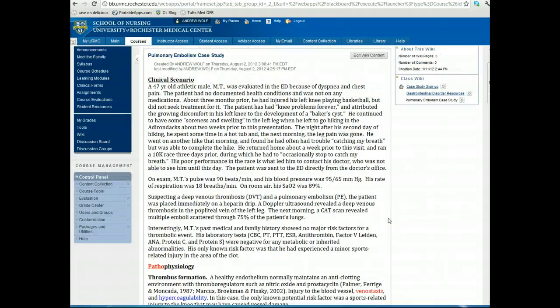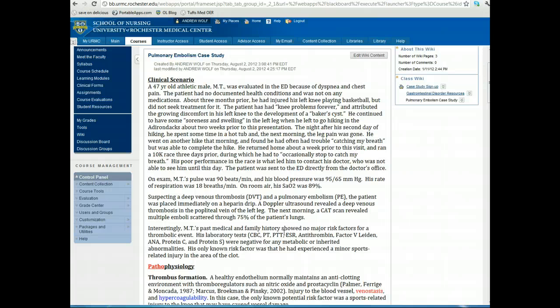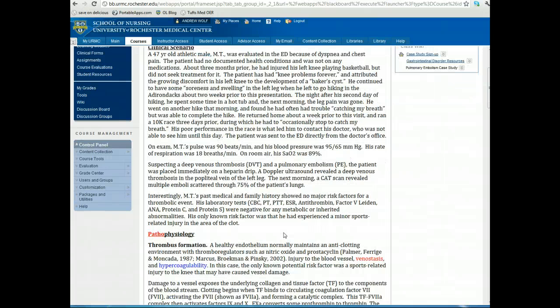Now, what's interesting is, with the wiki, again, I just wanted to give you an example of how this is a collaborative document, and several different people, or a large group of people, can work together to create and edit this document and make it the way that they want it to be.